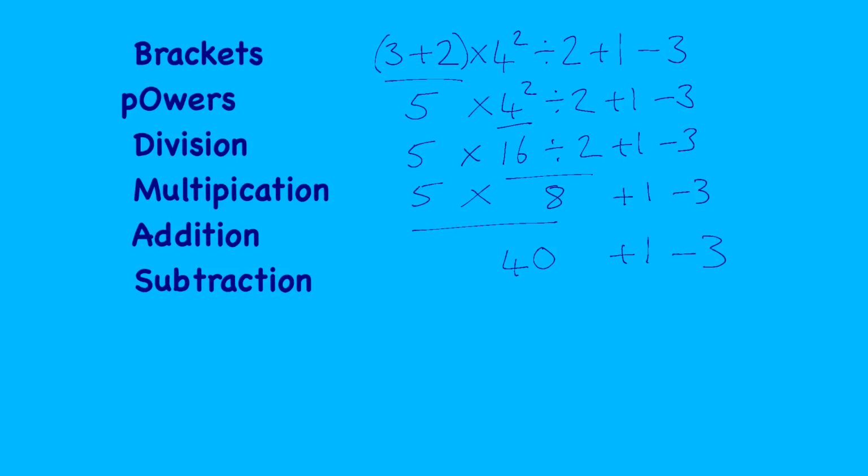Then I do my addition. So 40 plus 1 is 41. And then last, I do my subtraction. 41 take away 3 is 38. And that's your final answer.